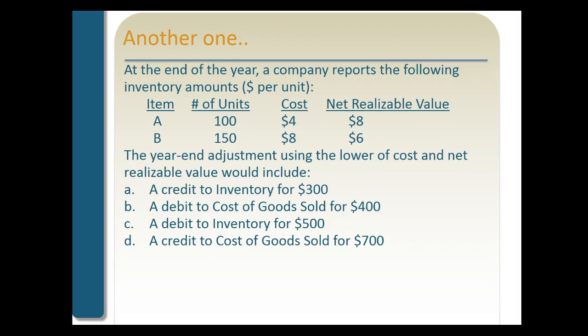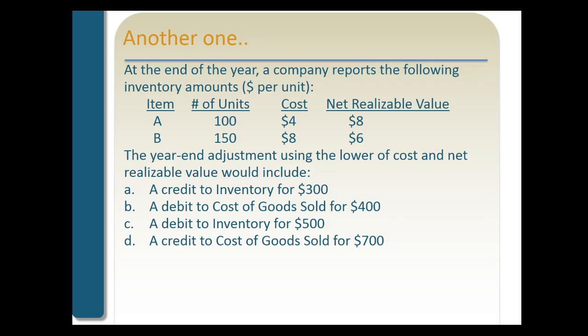Here's another one. At the end of the year, a company reports the following inventory amounts. Item A has 100 units. Cost is 4, net realizable value is 8. Item B, 150 units. Cost is 8, net realizable value 6.